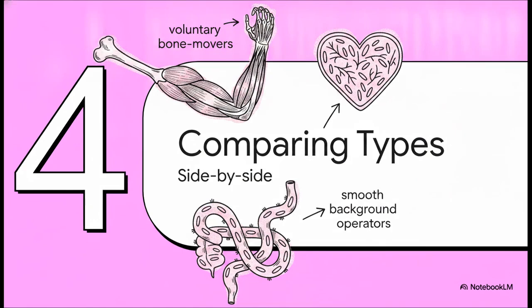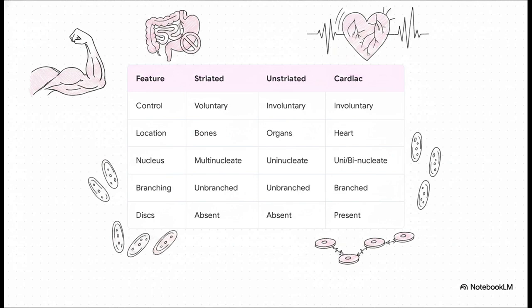Okay, let's tie it all together now by comparing the muscle types. Let's stack these up side by side to really lock in your understanding of how they differ. Think about control first. Striated is the only voluntary tissue we have, while both unstriated and cardiac run totally involuntarily. As for where they live in the body, striated connects straight to your bones, unstriated lines your internal organs, and cardiac, of course, is exclusive to the heart.